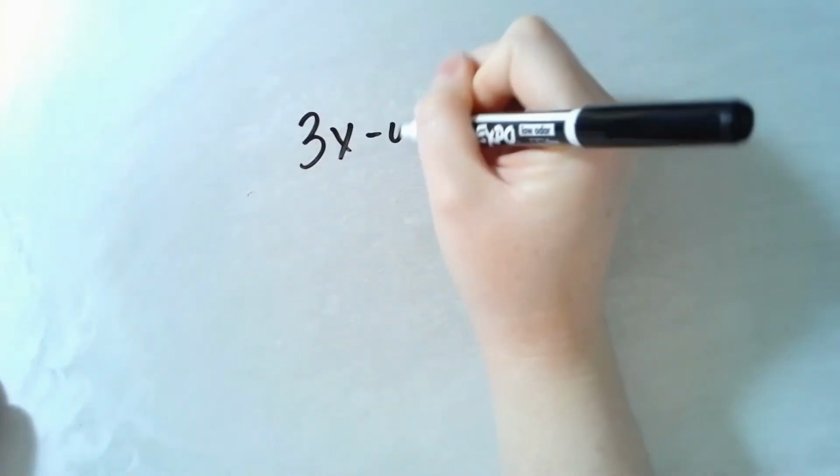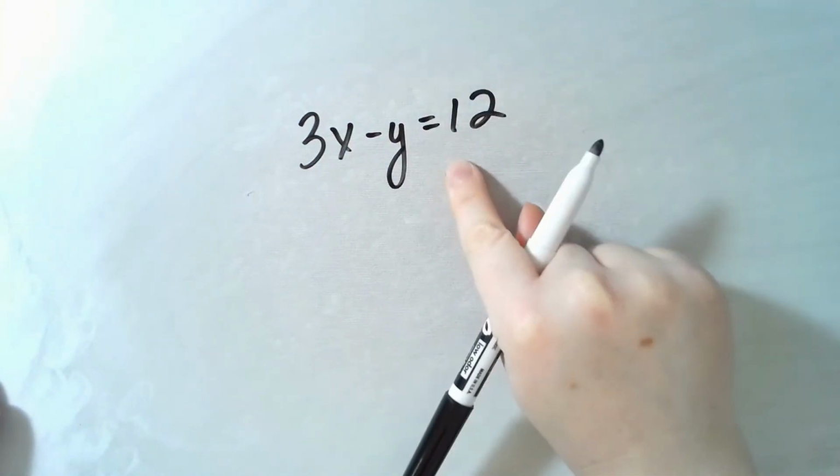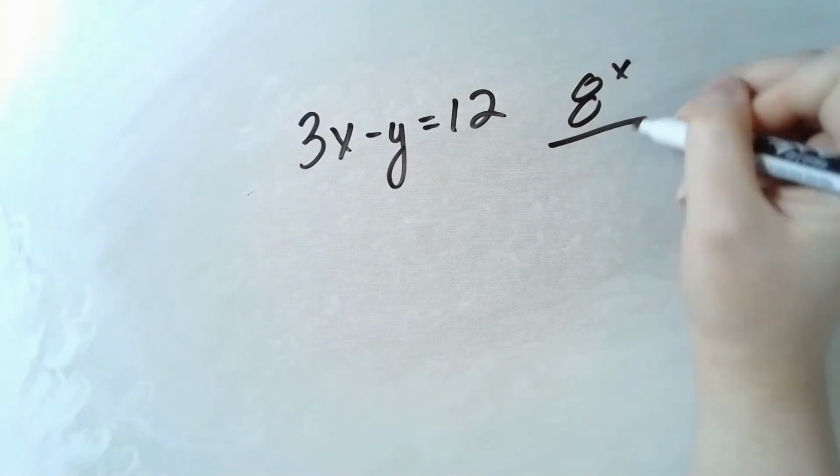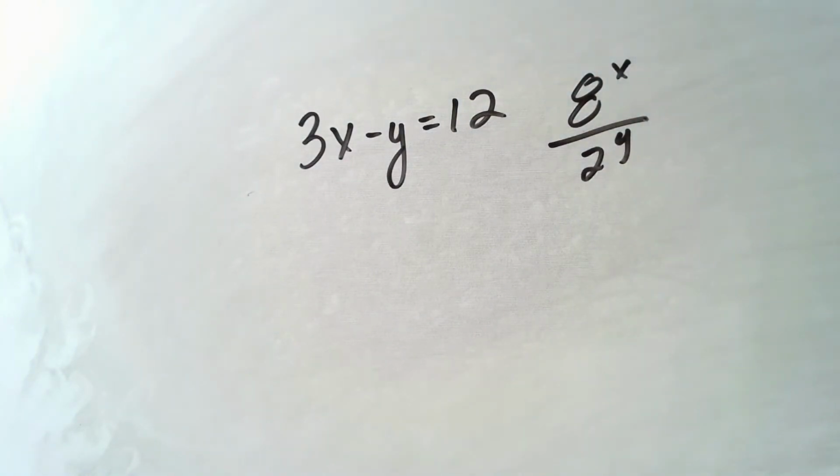For number 14, I am going to guess that the majority of you tried to take this and turn it into a system of equations with the 8x, 2y. You can do it that way, but it's not the easiest way to do it.